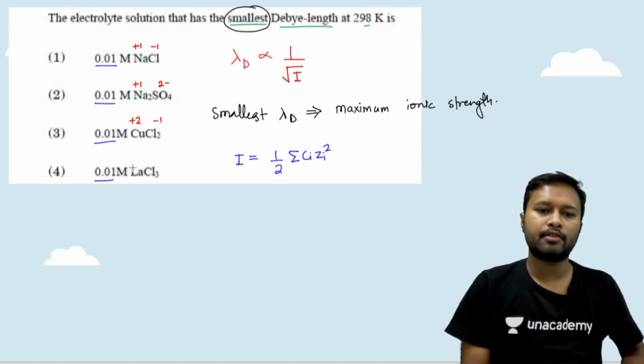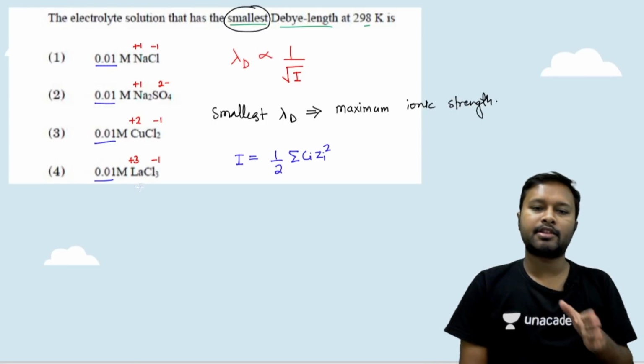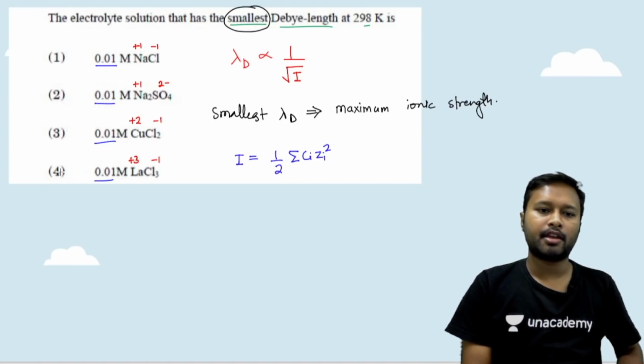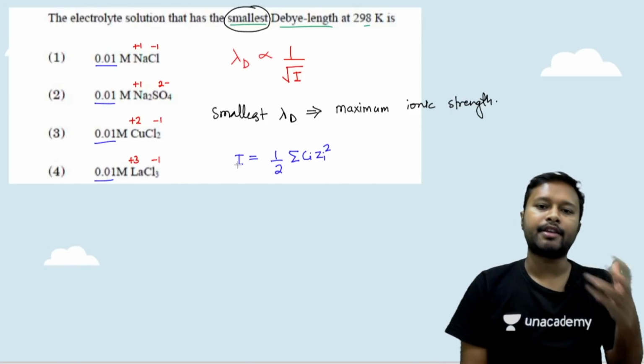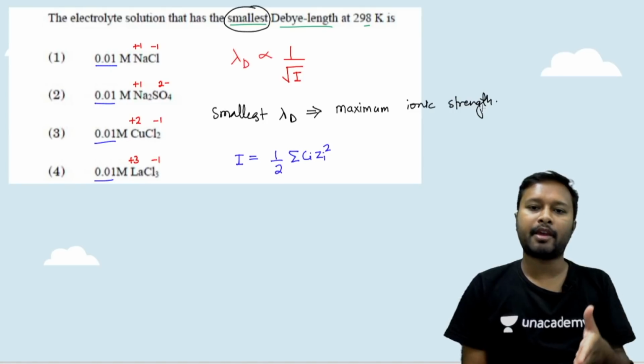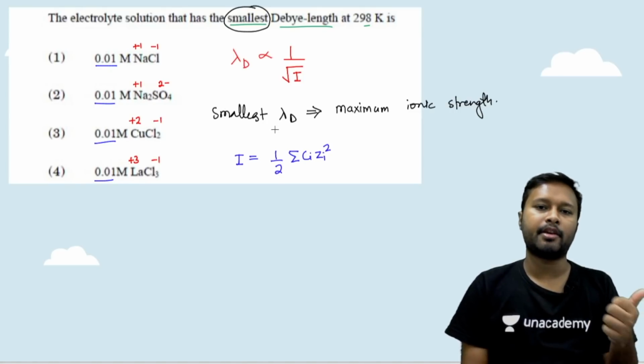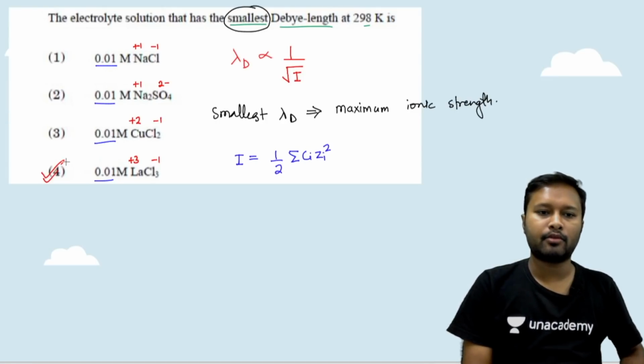For option number 4, this is lanthanum. Lanthanum will be in +3 charge and chloride will be in -1 charge. So the charge is maximum in case of option D. If the charge is maximum, it is going to make the ionic strength maximum, and when you get the maximum ionic strength, you get the smallest Debye length. So in this particular question, the smallest Debye length is going to be for option number 4. Why?